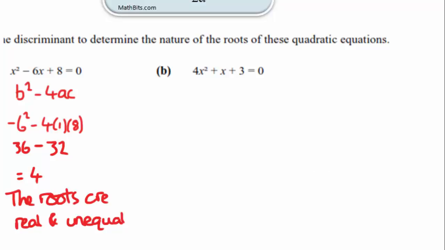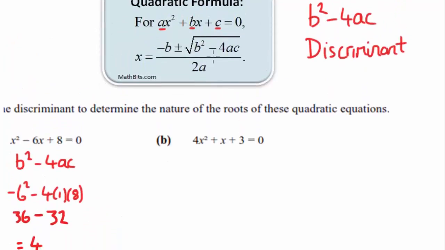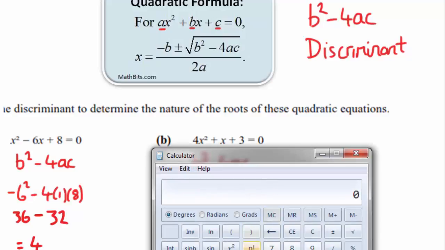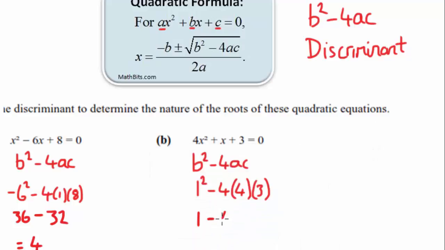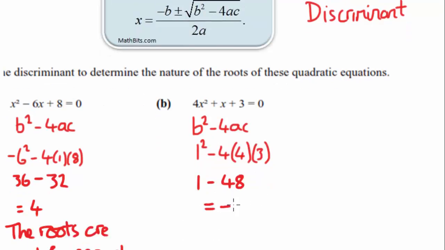Right, now we move on to the next one. Again, it's just using b squared minus 4ac. So b is 1, so that's 1 squared, minus 4. A is 4, and c is 3. So that's going to give us 1 minus, so 4 times 4 is 16 times 3, that is 48. I should have been able to do that in my head. Oh, it's been a long day. And that gives you equals minus 47.